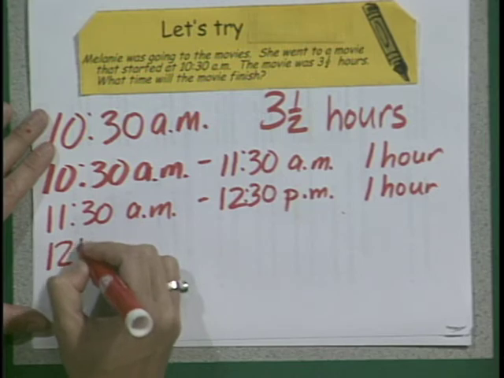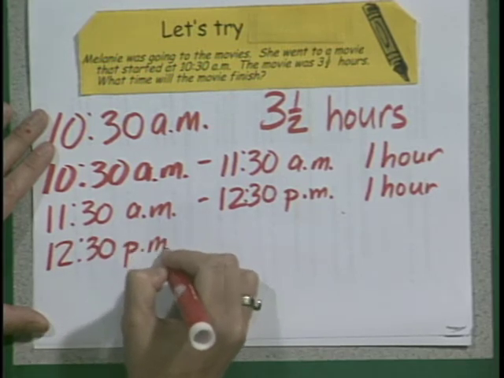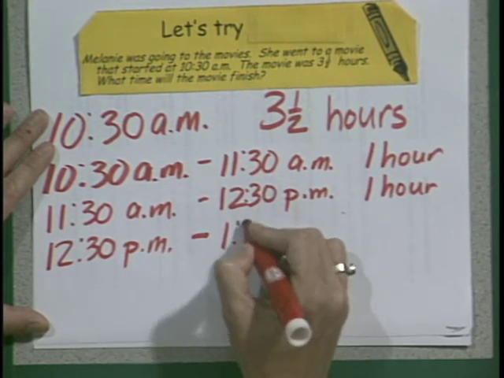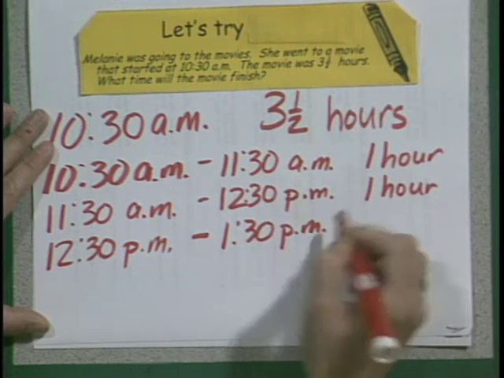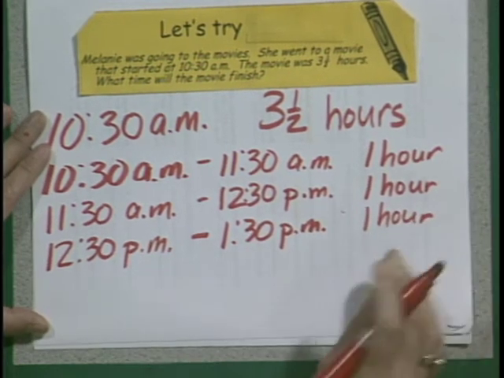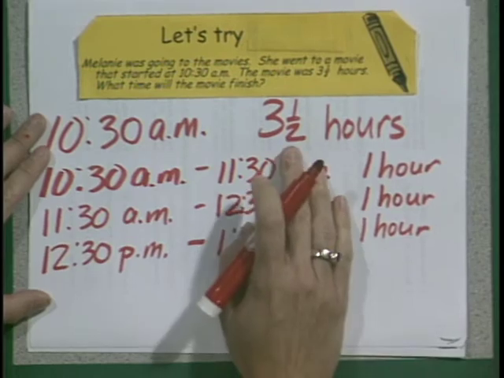We then went from 12:30 p.m. and we added on our third hour, and that brought us to 1:30 p.m. So there, we added on our 3 hours. We then need to go back and add on our half hour. Since an hour is 60 minutes, then a half hour is 30 minutes.